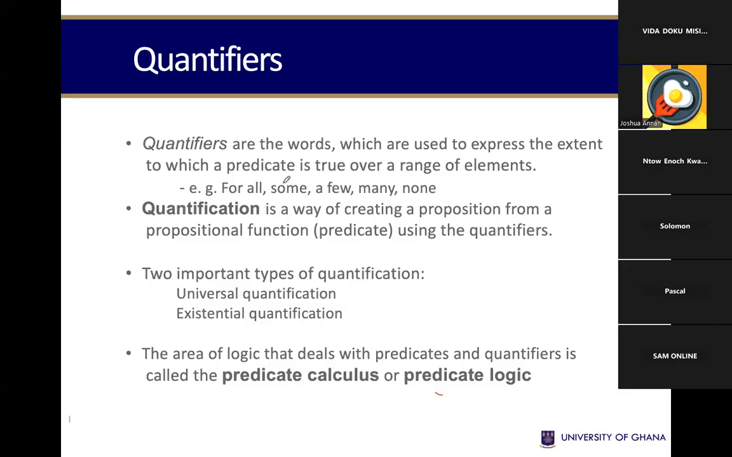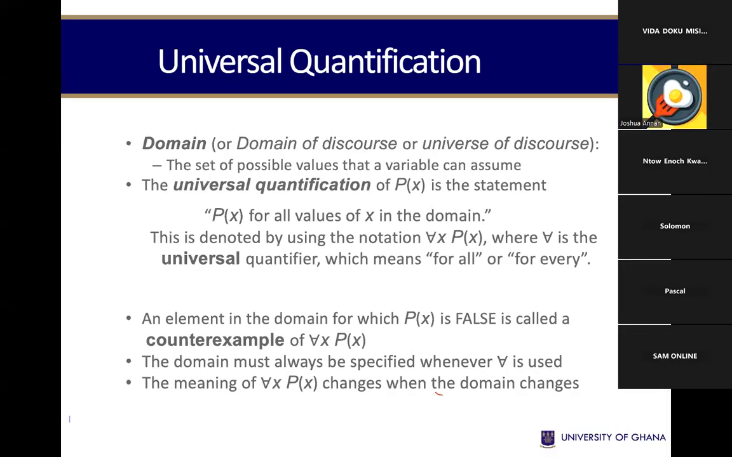So from here, you can see that we are saying that quantification is a way of creating a proposition from a propositional function, which is the same as a predicate, using what we call quantifiers, okay? And then, as I mentioned, there are 2 main types: the universal quantification, or quantifiers, and the existential quantification. Now, the area of logic that deals with predicates and quantifiers is what we refer to as the predicate calculus, or the predicate logic, right?